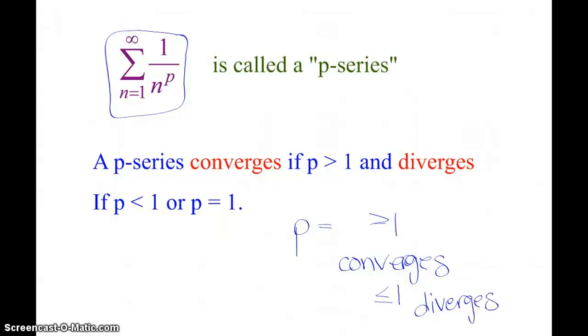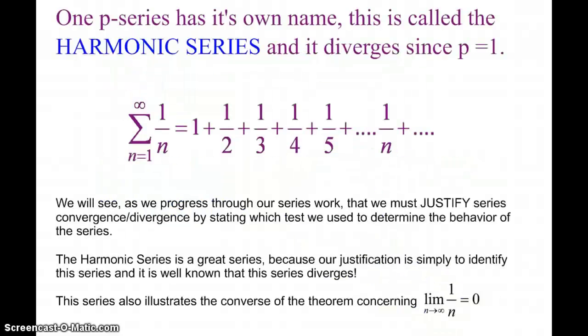So again, this is a whole set of series that we can use for comparisons in our other tests that's really, really handy. The only difference here is that we can't know for sure what the series converges to. So we won't ever be asked to find the value that the p-series converges to if it is a convergent p-series, where we would be asked to if it was a convergent geometric series.